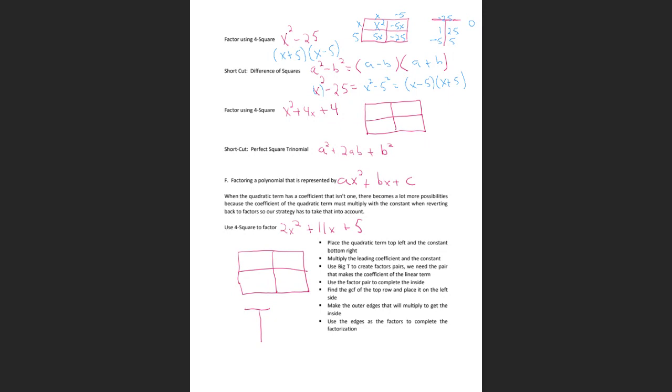So if I want to factor x squared plus 4x plus 4 using 4 square, again, I'm going to have this x squared here, this 4 here. Again, remember the factors of the constant must give me the coefficient of the linear term. So the factors of 4 that give me 4, well, we have 1 and 4, and we have 2 and 2. And that would be it. That's repeating at that point. And notice how this 2 and 2 does work.